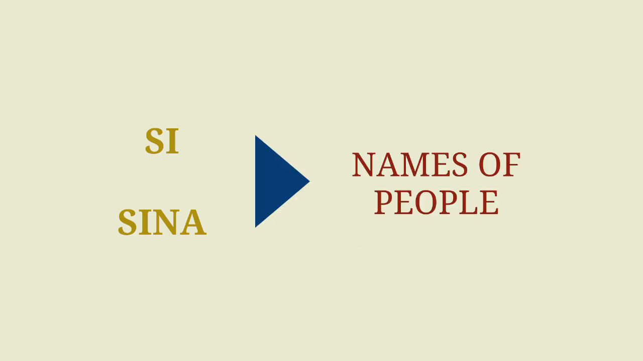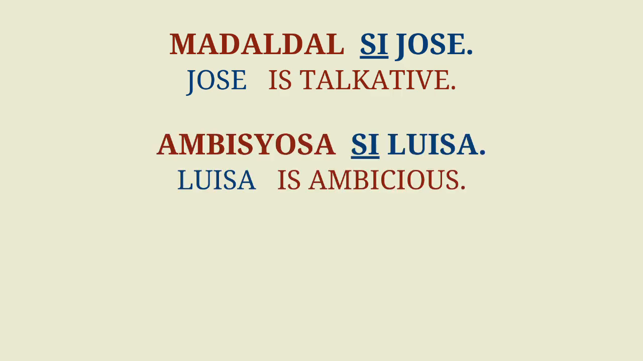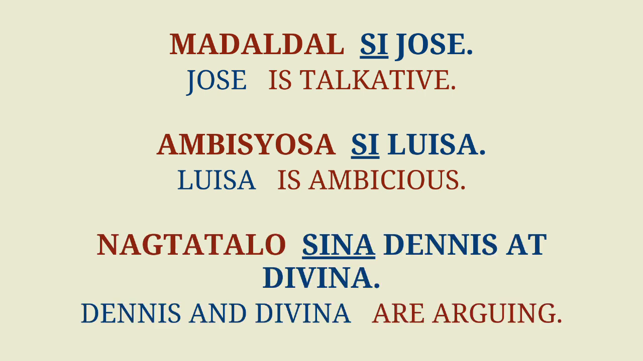Si and sina are used if the nouns are names of people. What is the difference between the two? If your noun is only one person, you should use si. If it is two or more, you should use sina. Halimbawa, madaldal si Jose. Ambisyosa si Luisa. Nagtatalo sina Dennis at Divina.